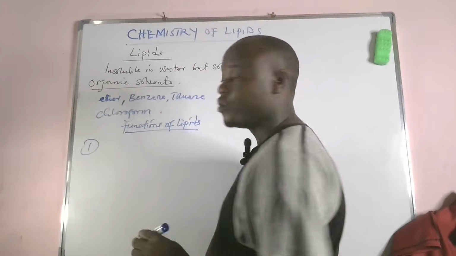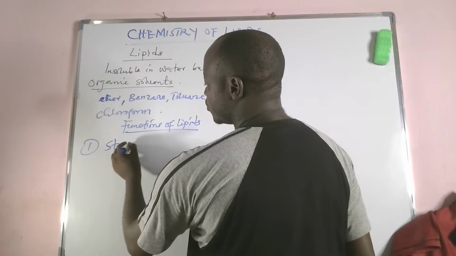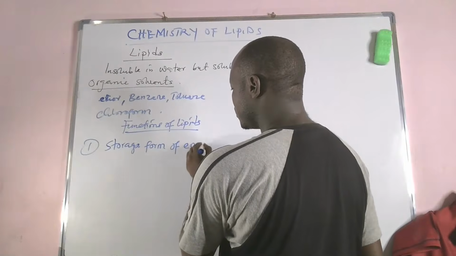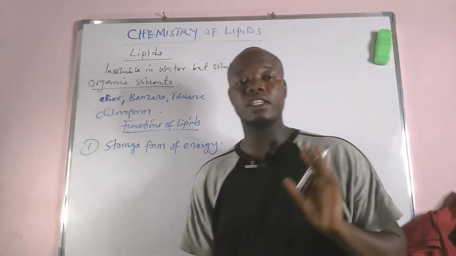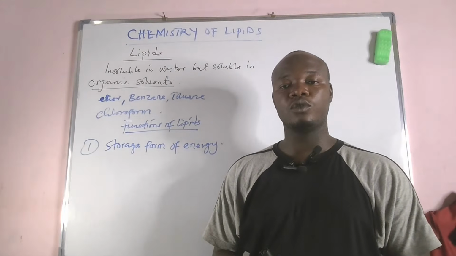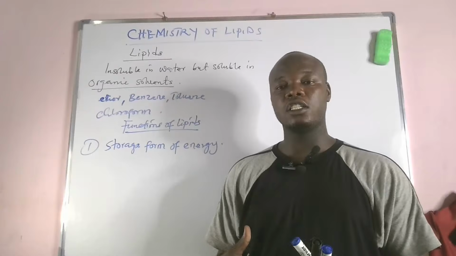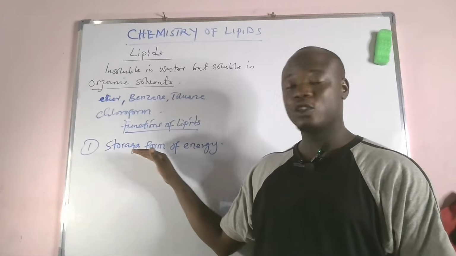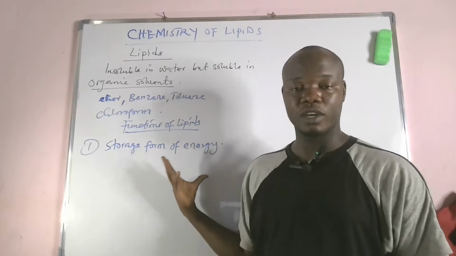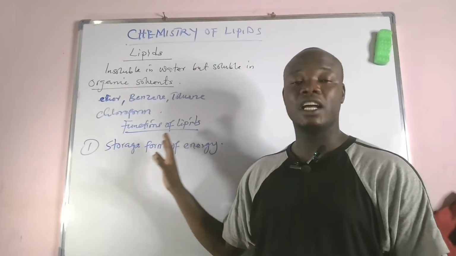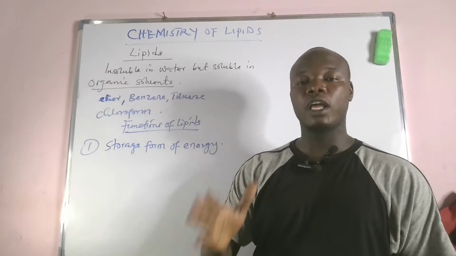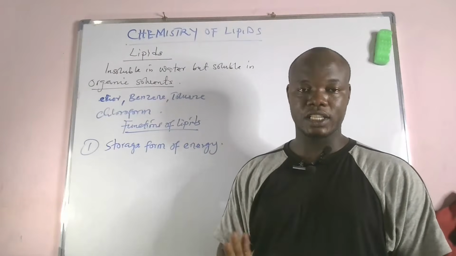So one of the functions of lipid is to serve as a storage form of energy. When you say storage form of energy, what does that mean? Yes, it serves as the energy storage. Excellent. Because when there is carbohydrate, you don't need to use lipid for energy generation. Rather, lipids are generally stored in the body and they are only utilized for energy when carbohydrate is fully exhausted in the body.